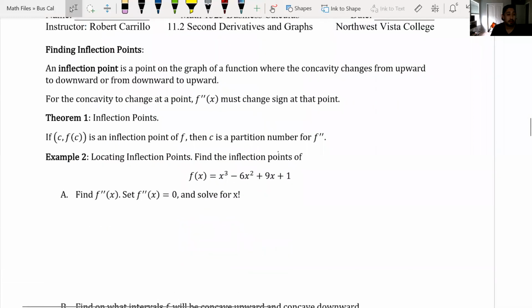Which down here, f of c was my (0, 0). It was an inflection point because concavity changed, and 0, which is my c value, was a partition number because it broke up the number line. That's it. Simple. Well, I say it's simple, right? But all right, let's keep going.